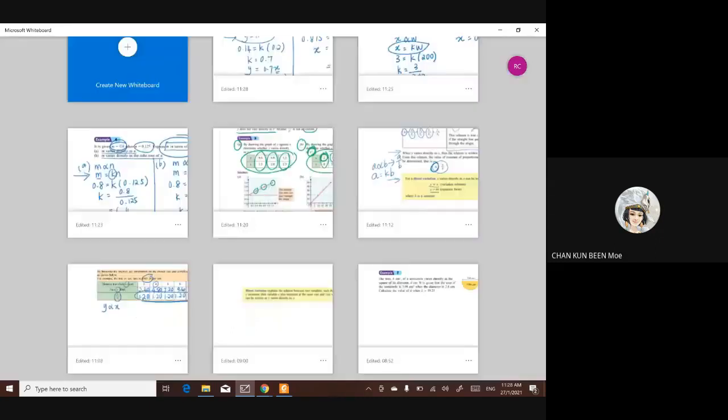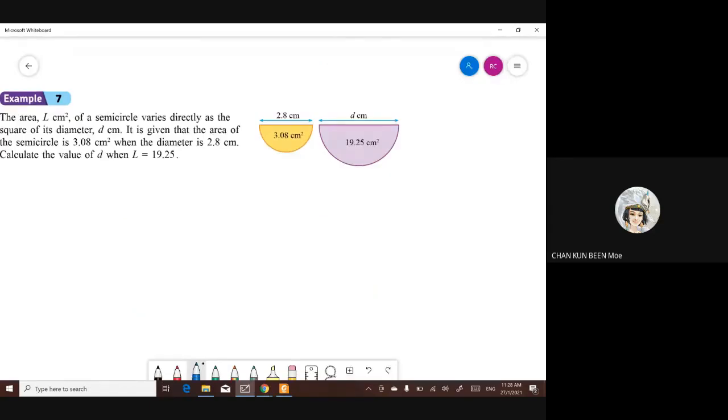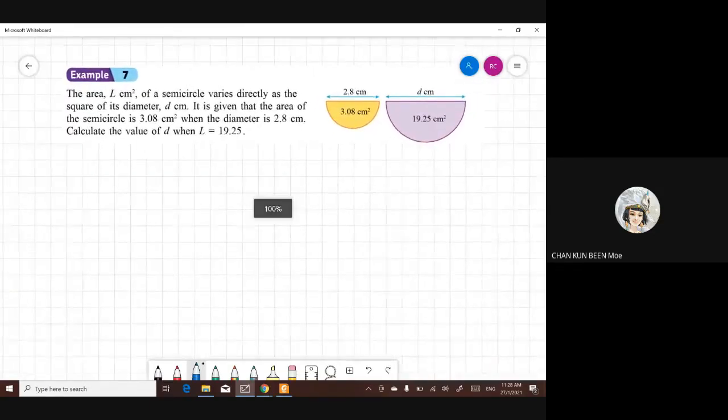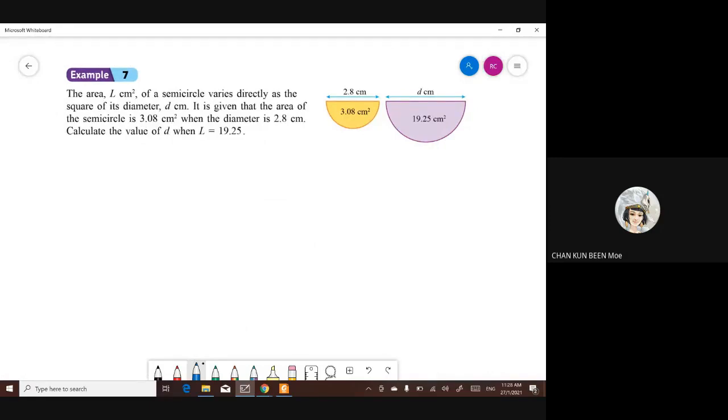Last example now. Last example is example 7. Okay, this one here. Make it bigger for you. The area L centimeter squared of a semicircle varies directly as the square of its diameter. Okay, I'm going to make it fancy now so that you stay alert. This is the area L, varies directly as the square of the diameter D. So we can write down the relation already, which is L varies directly as D squared, because they said the square.